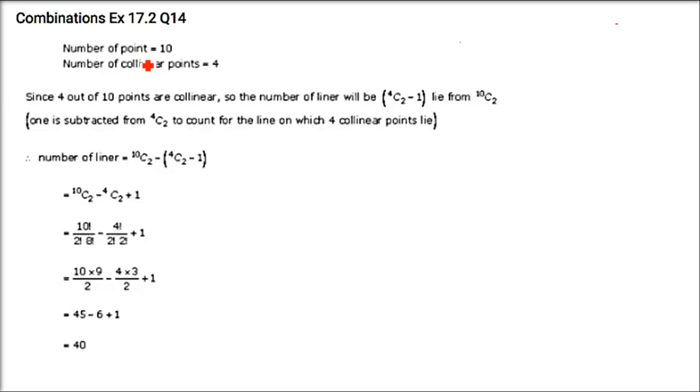There are 10 points in a plane, of which 4 are collinear. How many different straight lines can be drawn by joining these points? So here we have 1, 2, 3, 4. These are 4 points which are in the same line. Collinear means same line. So there are 10 points in all, and the same line passes through these 4 points.